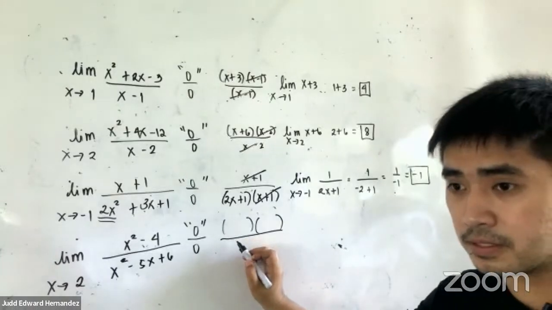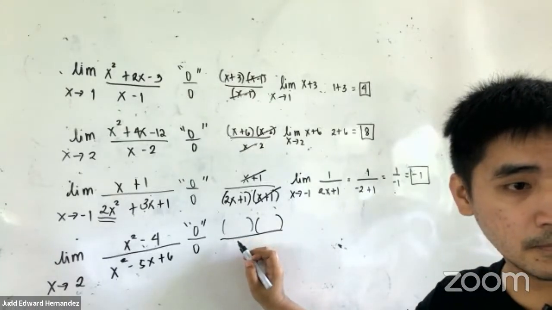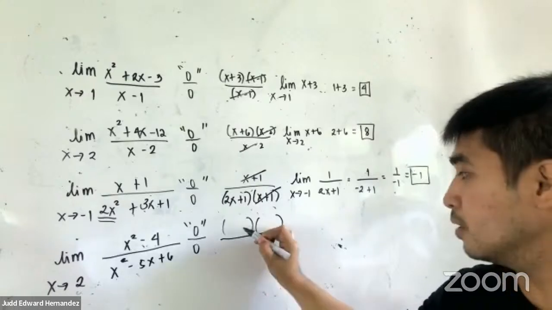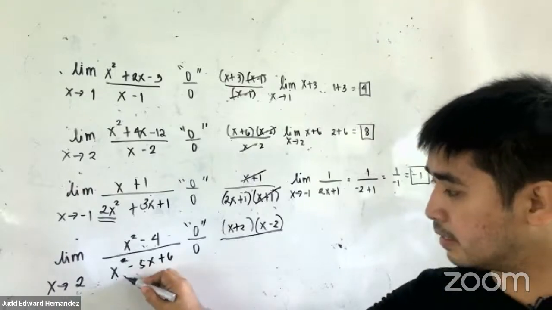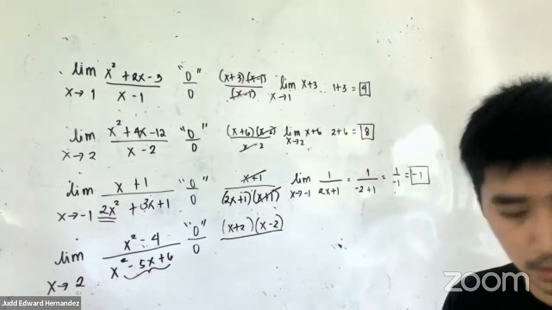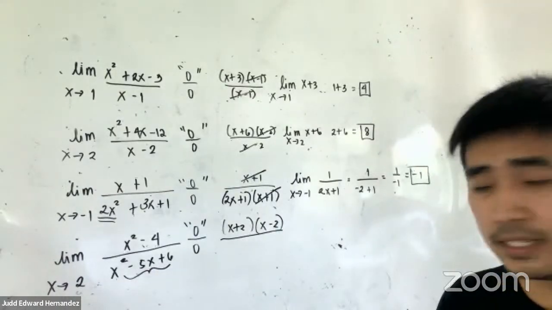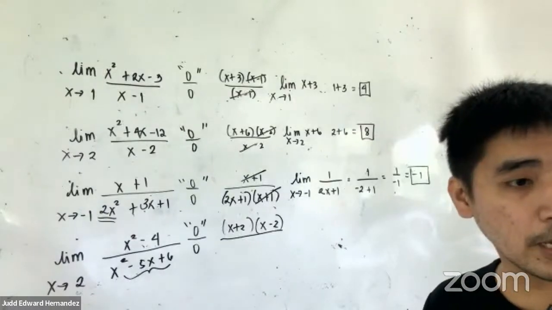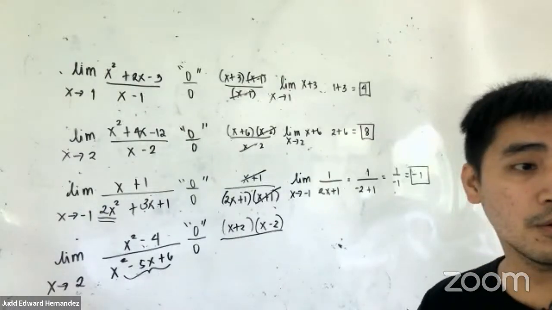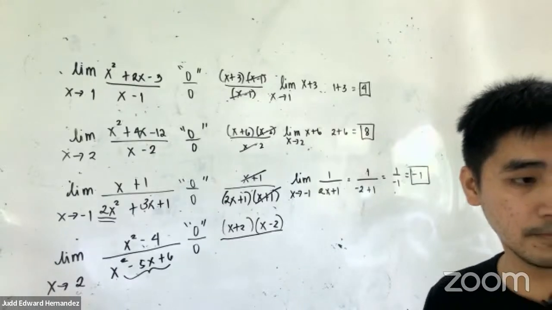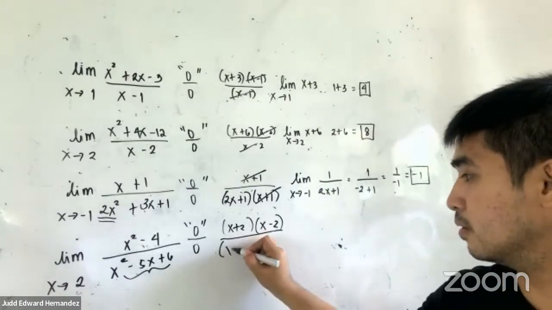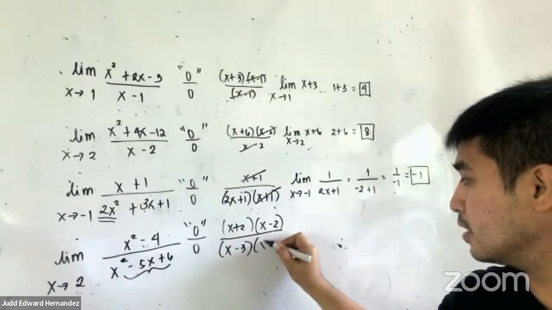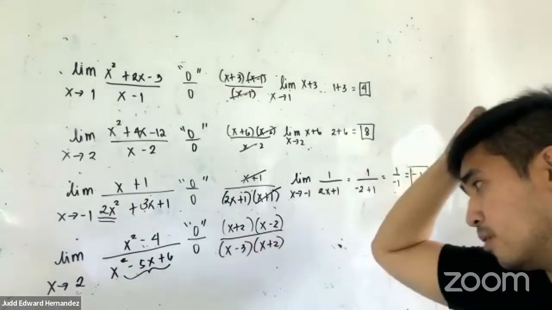It becomes x plus 2, x minus 2. And ito po bang trinomial natin, factorable po ba siya? Yes. What will be the factors? X minus 3, x plus 2.